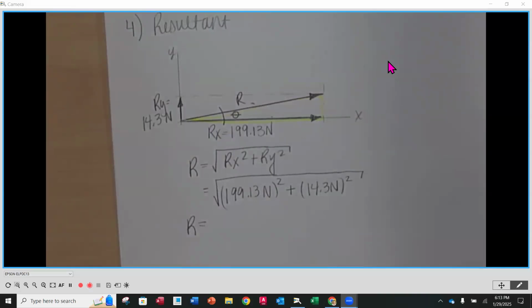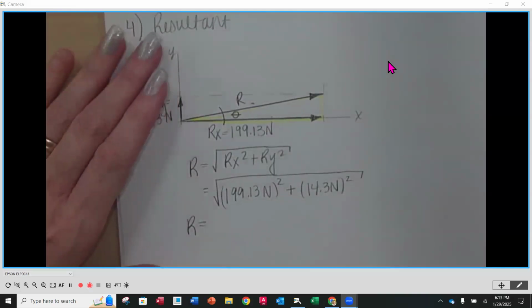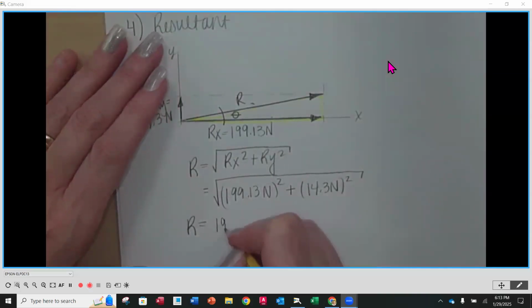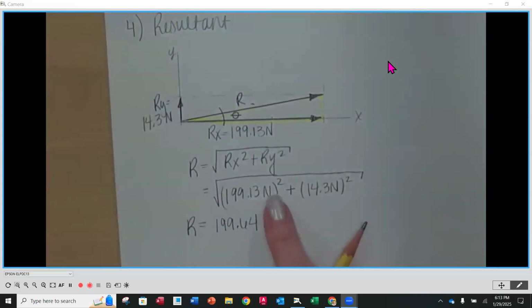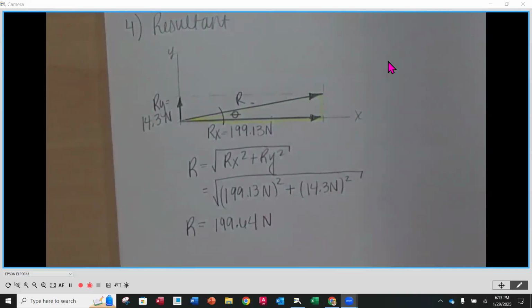You get something like 199.6-ish? 0.64. Okay, thank you. 199.64 newtons. We square the newtons under the radical, but when we take the square root, they get back to newtons. So I don't want to see any magically appearing newtons. This is not Lucky Charms.